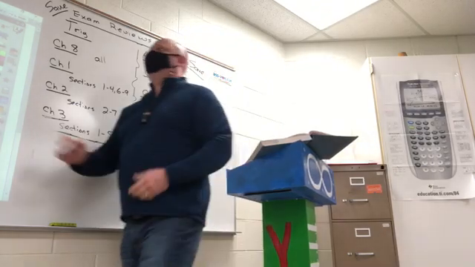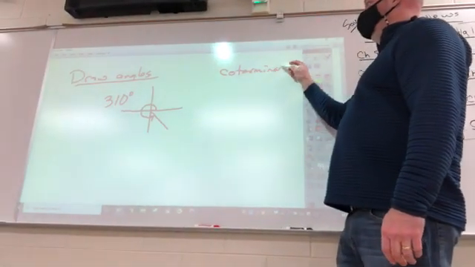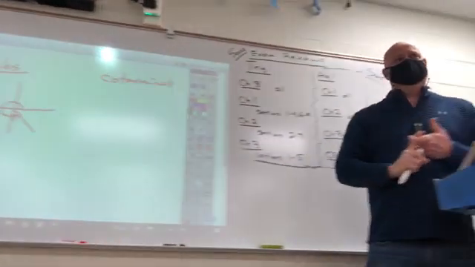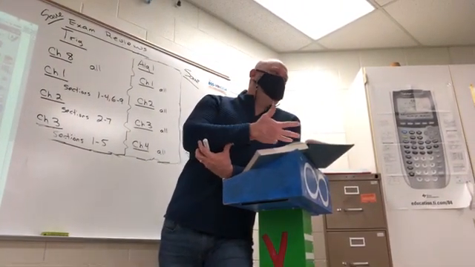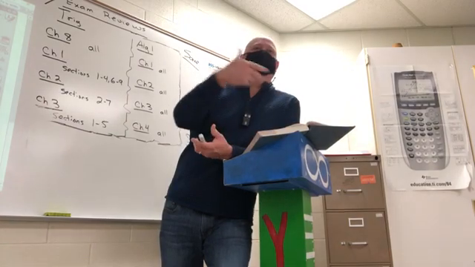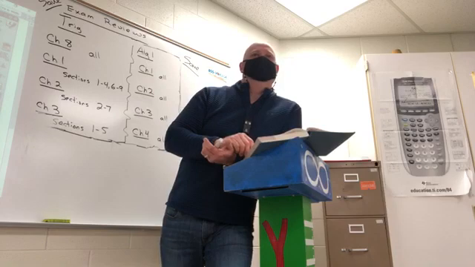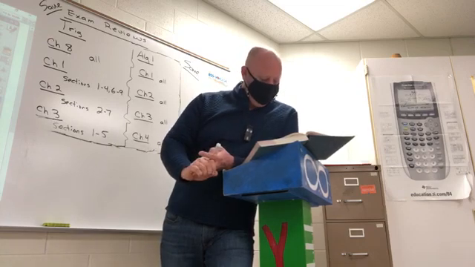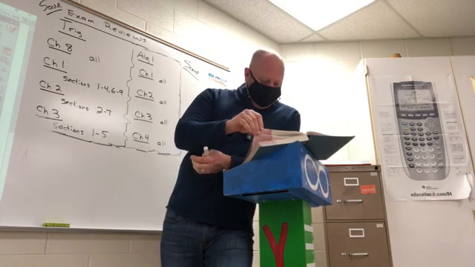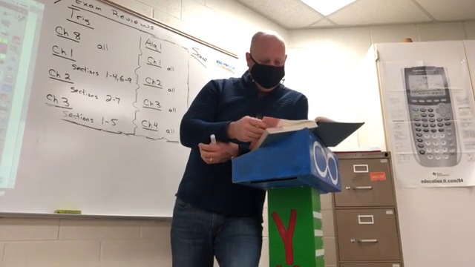Coterminal angles. Make sure you know how to calculate coterminals. How do you find coterminals? Add or subtract. I would just say add or subtract full rotations because we're about to talk about degrees and radians. So if I give you a coterminal in radians, you're going to add or subtract 2 pi, right? So make sure you can do those. That's really all you need out of that stuff.